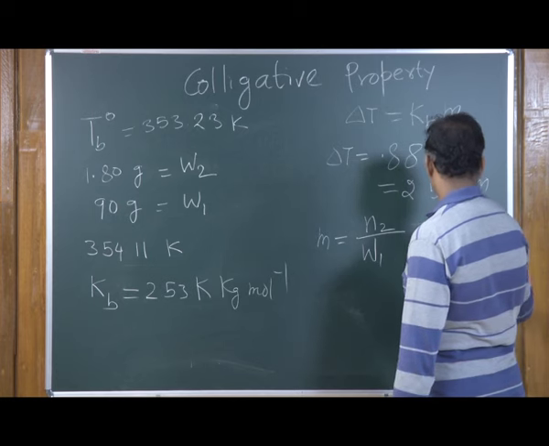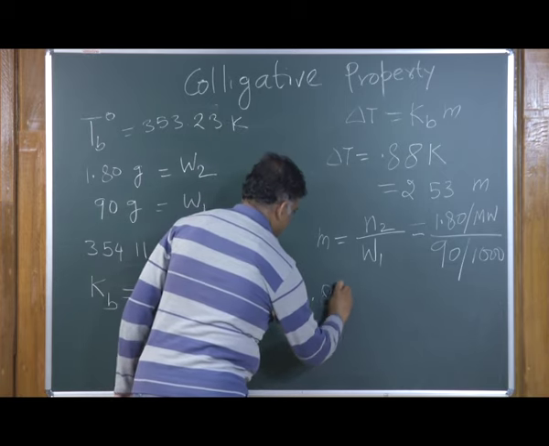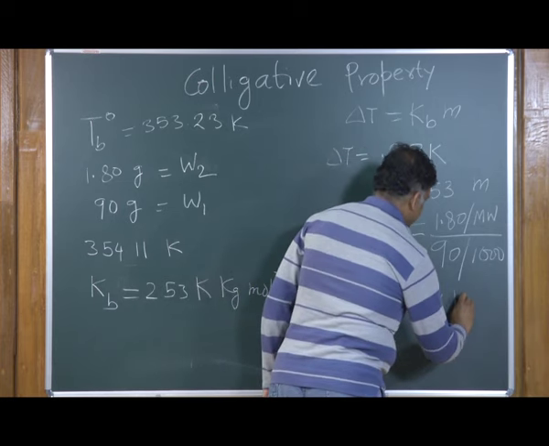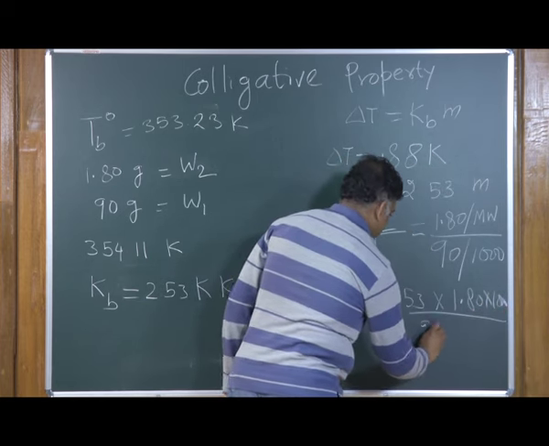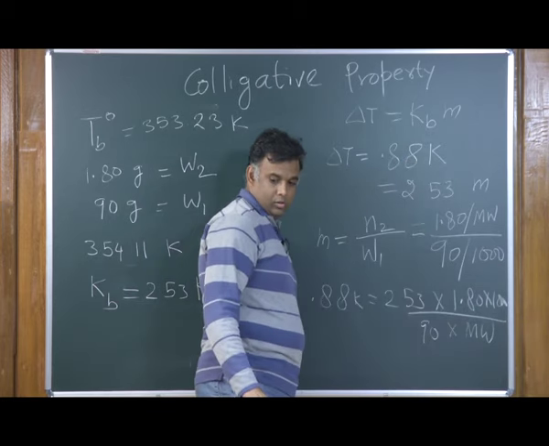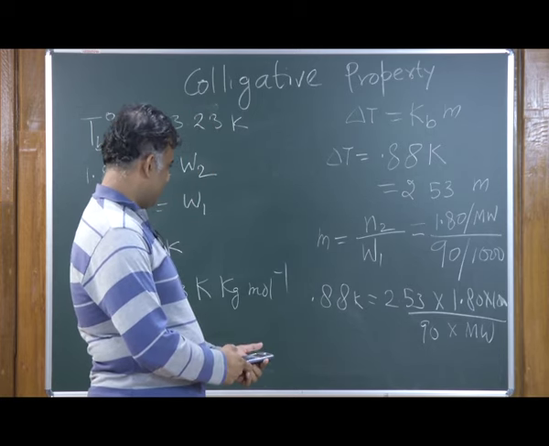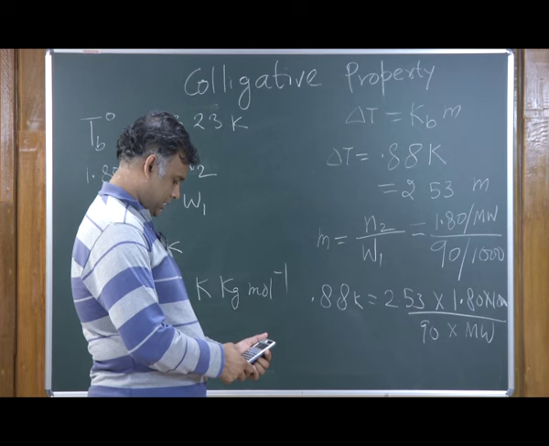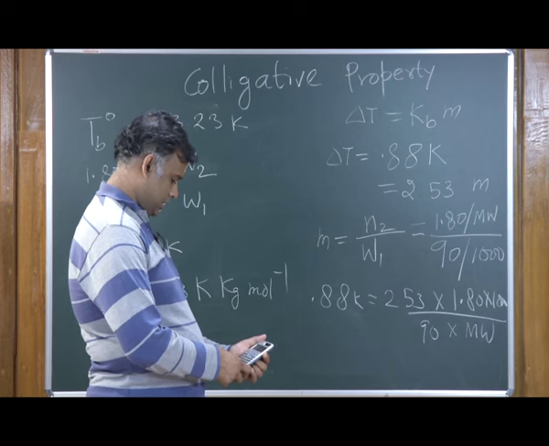Now we have all the information, we just plug it in and we get our equation. The equation is going to be 0.88 Kelvin is equal to 2.53 into 1.80 into 1000 divided by 90 into the molecular weight of the solute. So, we can calculate this. The molecular weight is going to be 2.53 multiplied by 1.80 multiplied by 1000, divided by 90, divided by 0.88.